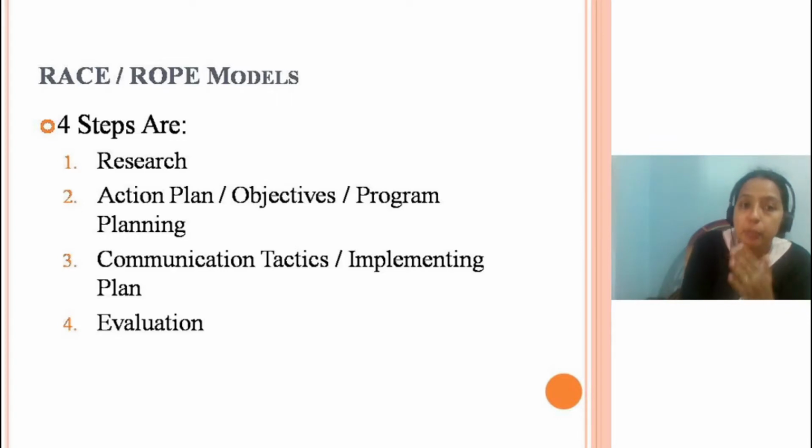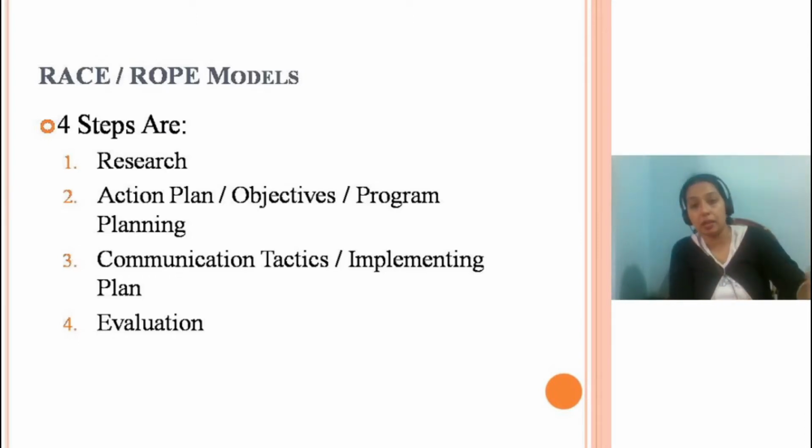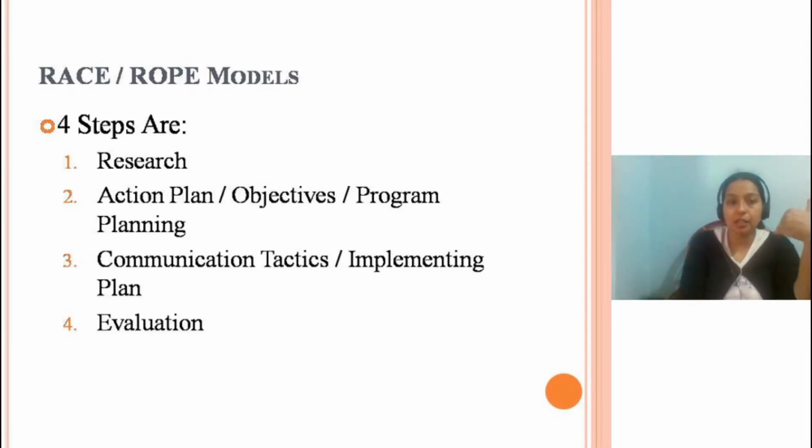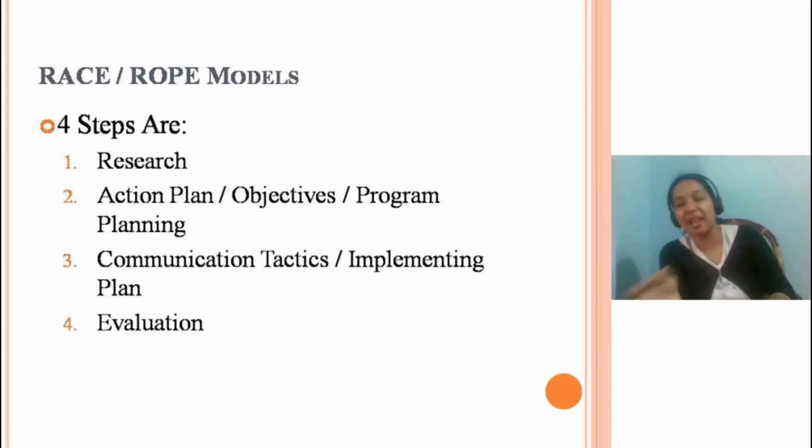Okay, and the first model is the RAISE or ROP model. I told you in the last video, we have taken many models from marketing and communication, and we use them in public relations so that you can plan your campaign in a better manner. So one such model is this one, the RAISE or ROP model. RAISE stands for Research, Action Plan, Communication Tactics and Evaluation, and ROP is Research, Objective, Plan and Evaluation. So almost the same. I mean, it is the same.